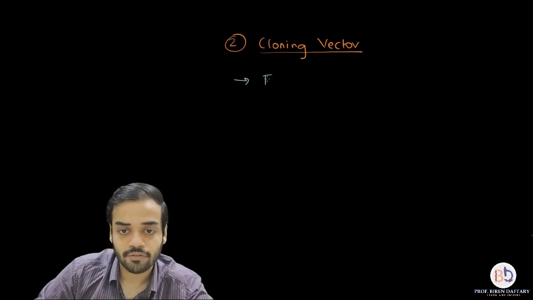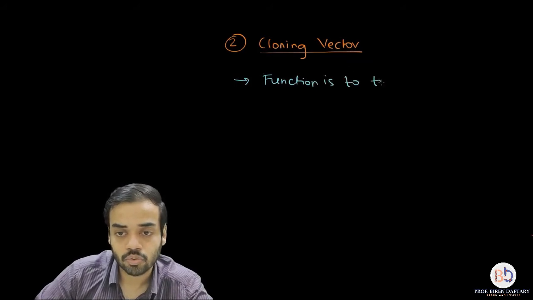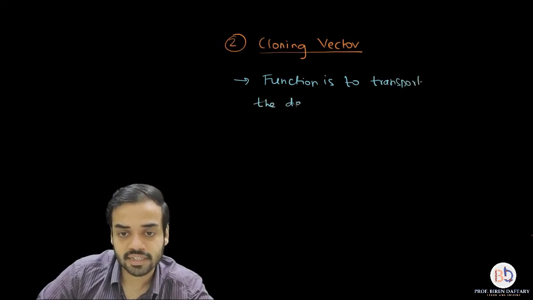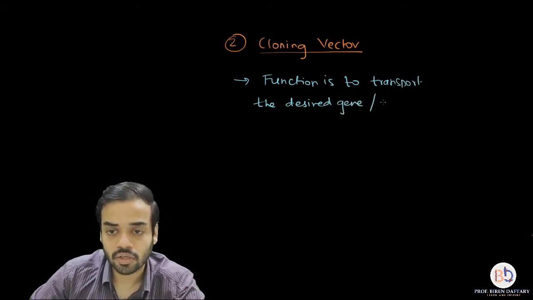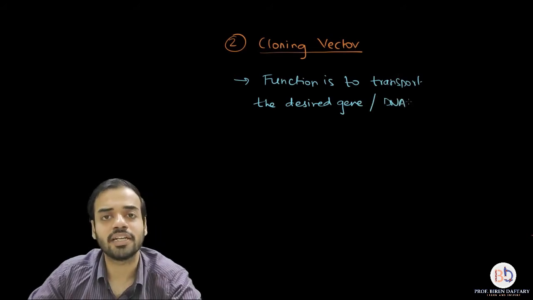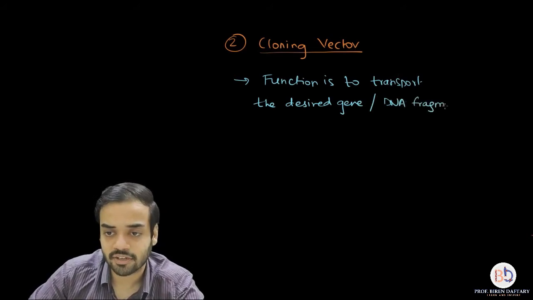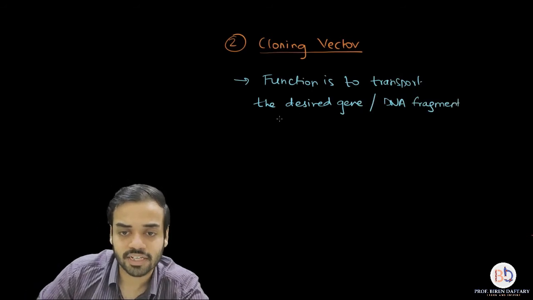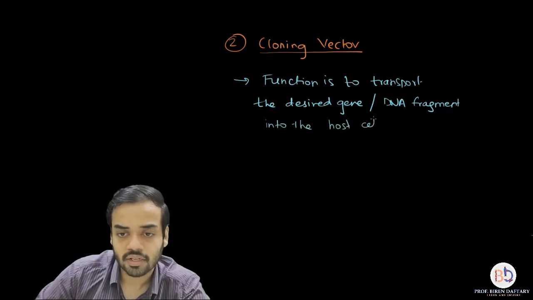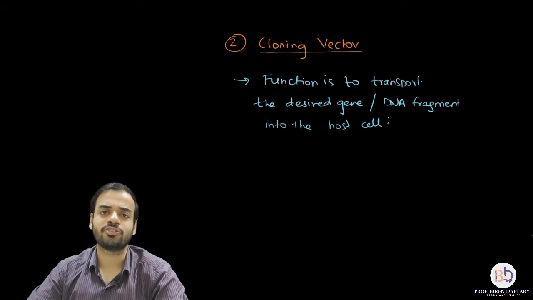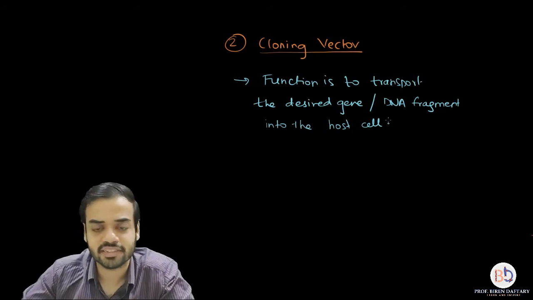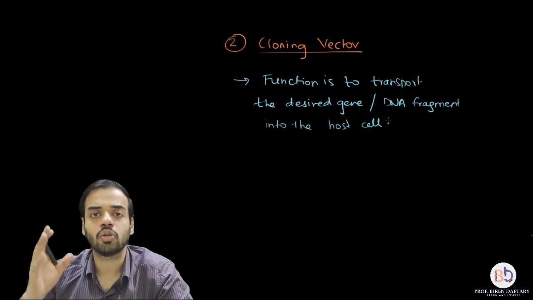Function is to transport the desired gene or DNA fragment. See, gene is nothing but a DNA fragment, so I can use any terminology that I want. It is to transport the desired gene or DNA fragment into the host cell. Okay, the host cells are mostly bacteria. We'll come to that in the later part of today's lecture. So is this clear? This is the function of the cloning vector.